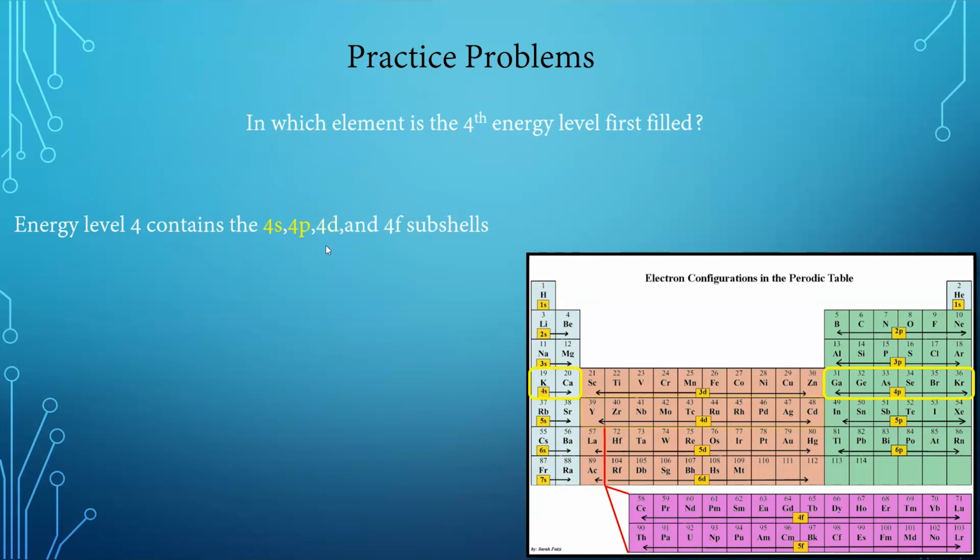To fill the 4d subshell, we have to fill the 4d block of elements, which takes us to cadmium. And finally, to fill that 4f subshell, we have to fill the 4f block of elements, and that takes us all the way to lutetium, element number 71. Quite a few students will get that answer correct in class.